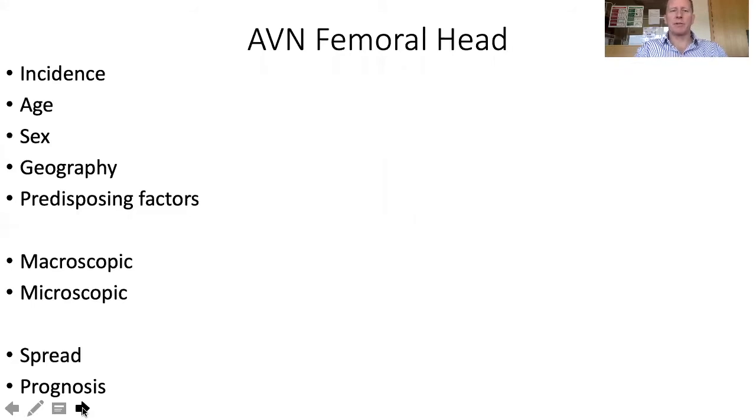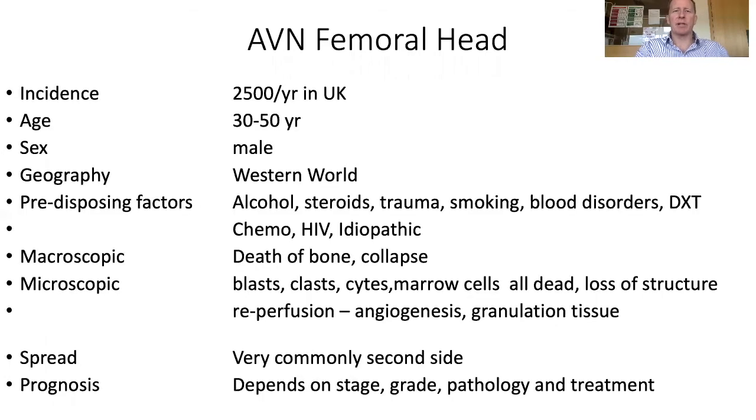So, if you're asked to talk about avascular necrosis of the femoral head, the basic way to do it is to go back to the old surgical mnemonic: incidence, age, sex, geography, predisposing factors, macroscopic, microscopic, spread, prognosis. The so-called surgeon's inner glove. Physicians might make some progress. And then just add in all the facts that you need to know about AVN in that regard.